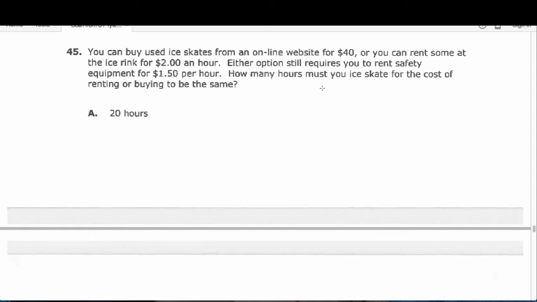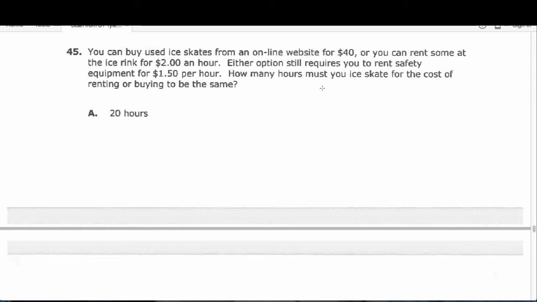Question 45. You can buy used ice skates from an online website for $40, or you can rent some at the ice rink for $2 an hour. Either option still requires you to rent safety equipment for $1.50 per hour. How many hours must you ice skate for the cost of renting or buying to be the same?